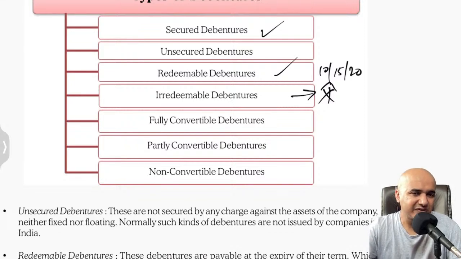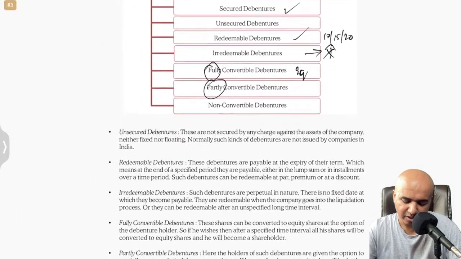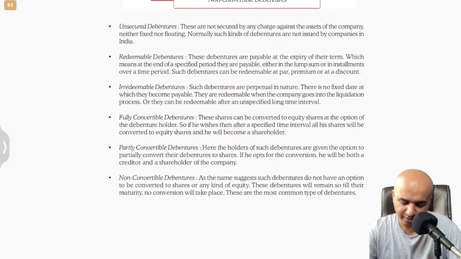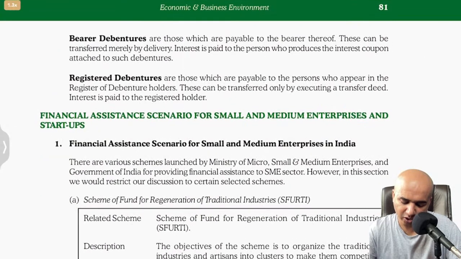Then we have fully convertible debentures, meaning whatever debenture is there, it can be converted into equity shares. Likewise, we have partly convertible, meaning only some part, maybe half of that, is convertible. And then we have non-convertible, something which cannot be converted at all.